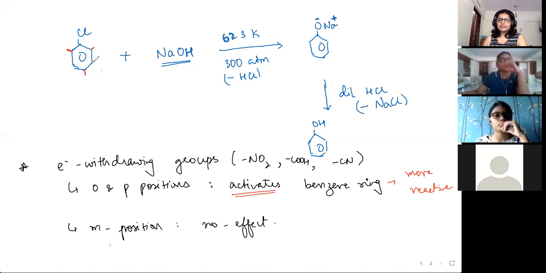And if they are present in meta position, if it gets activated, that is, it gets more reactive, then doesn't the temperature or something reduce, or is the same amount of temperature and pressure required? Same amount, it just happens faster.